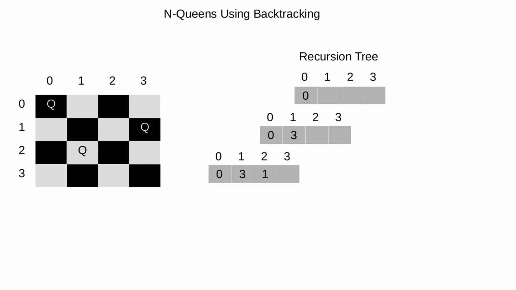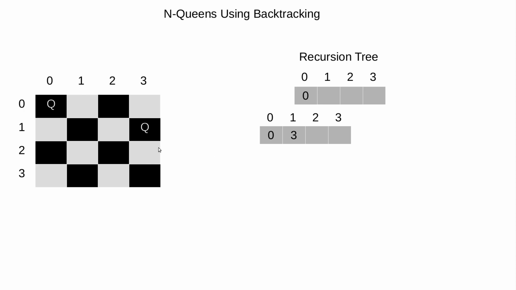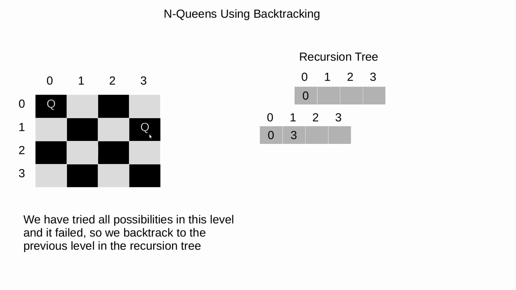Now let us try to explore the other columns for queen 3. So we'll place queen 3 in row 2, column 2. Is the queen safe at this position? No, because it is under diagonal attack from queen 2. So we'll place queen 3 in row 2, column 3. Is the queen safe at this position? No, because it's in the same column as queen 2. So here we have explored all columns for queen 3. So we go back up in the recursion tree. Now for queen 2 also we have explored all columns and we have failed. So we go back up in the recursion tree.